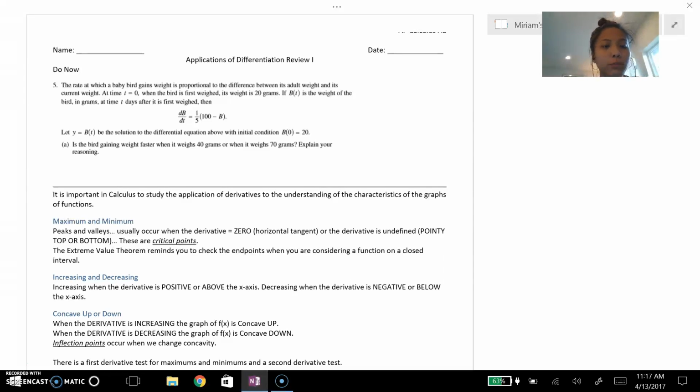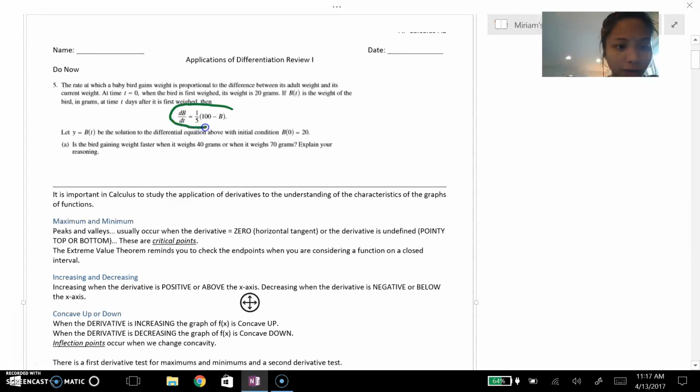The rate at which a baby bird gains weight is proportional to the difference between its adult weight and its current weight. At time t equals 0, when the bird is first weighed, its weight is 20 grams. If B of t is the weight of the bird in grams at time t days after it is weighed, then dB over dt equals 1/5 (100 minus B). Let y equals B of t be the solution to the differential equation above.